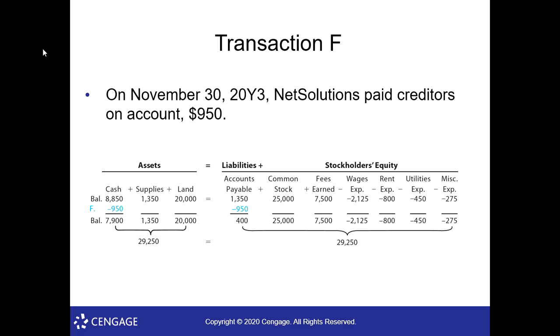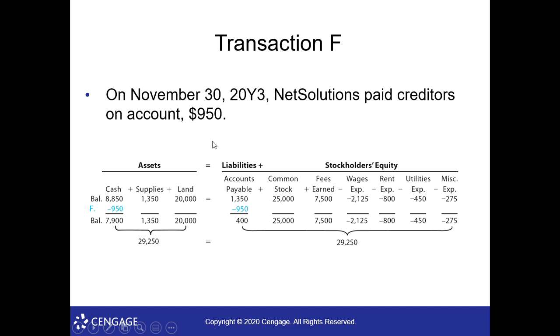Now we have transaction F. On November 30th, Net Solutions paid creditors on account $950. Remember, we just talked about an account payable. So an organization had extended us the option to pay at a later date. That created a liability for us in the form of an account payable, and it created an asset for them in the form of accounts receivable. So now that this time has passed, we are going to pay them for an invoice that is goods we received much earlier in early November. Now we're going to go ahead and pay them.